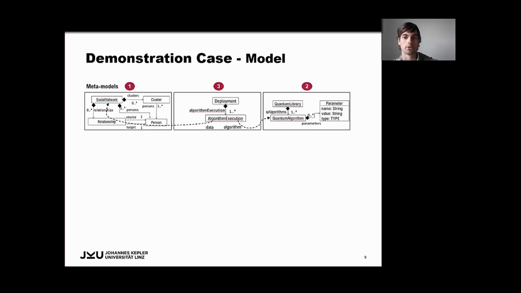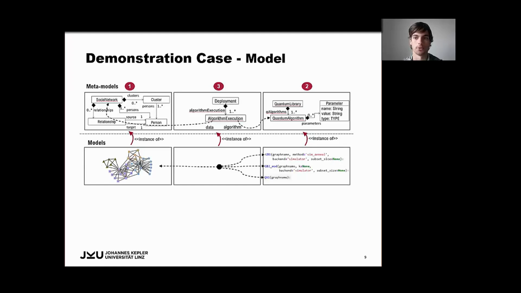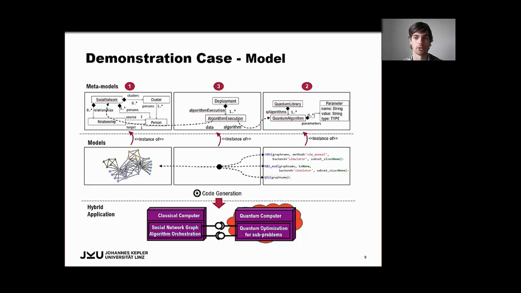And the remaining part in the middle serves as the bridge between the quantum computing and the social network metamodel, with the algorithm execution class as the main element. And as it links two metamodels, it is considered a Weaving model. And by using this representation, we can now deploy the algorithms with different quantum computing technologies and offer different deployment solutions. So in this sense, first the according models as instances of the metamodel are created, and then the code is generated to actually create the hybrid applications and execute the algorithms for the particular problem.